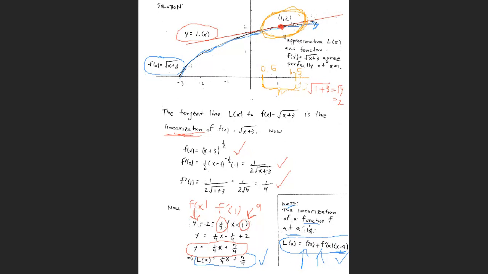All right, well now what we want to do is utilize our tangent line, our linearization, to get these approximations to the square root of 3.98 and the square root of 4.05. So let me show you how this works.